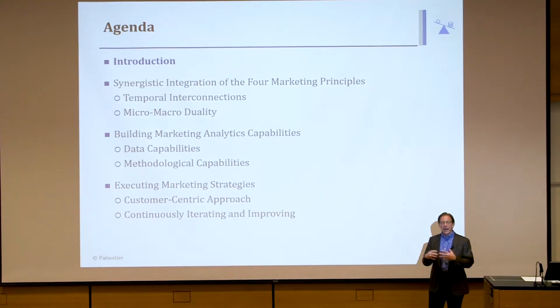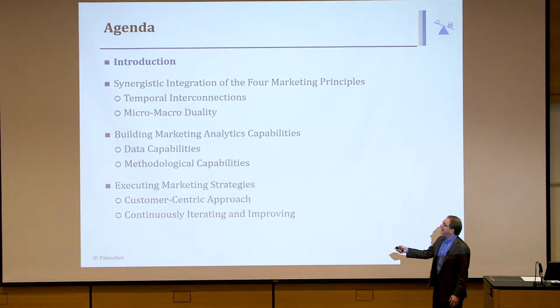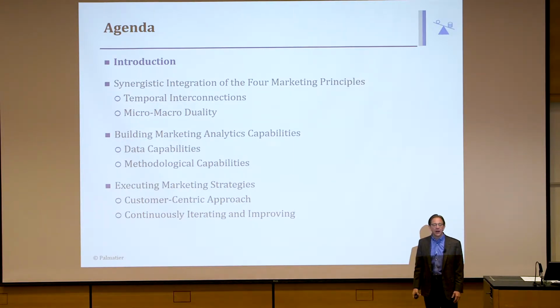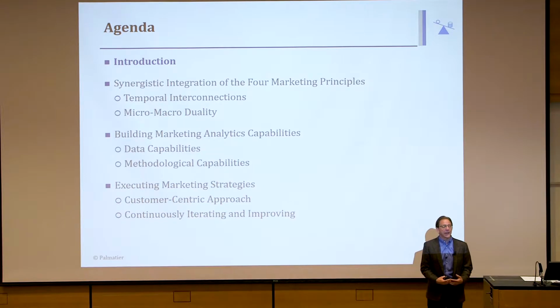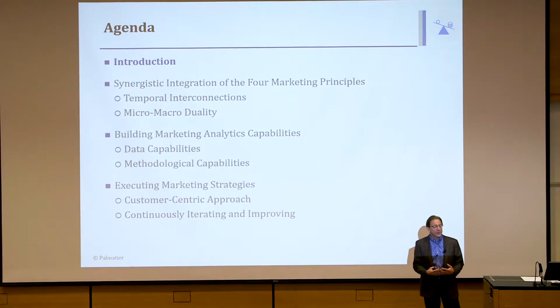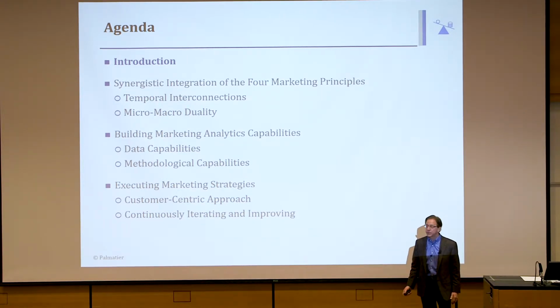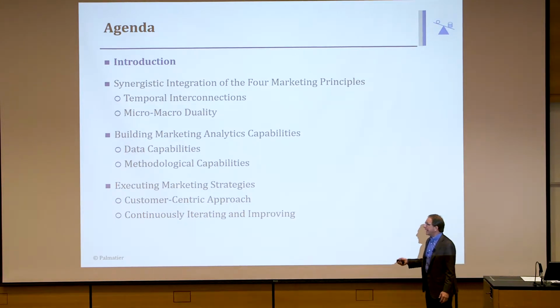Just a little overview, a summary of the market principles and why we're doing this. And then I'm going to talk about 2 key aspects of how these fit together, the integration. We're going to look at the temporal interconnections, and we're going to look at micro-macro duality. Then we're going to talk about how to build market capabilities. There's really 2 types of capabilities you need. Data capabilities, collecting the data and storing the data, and methodological capabilities, actually using the data and analyzing it to make decisions.